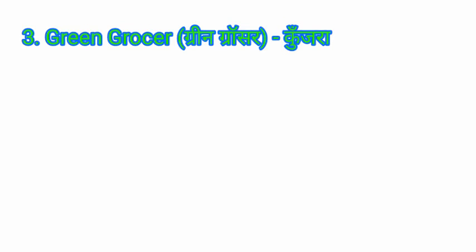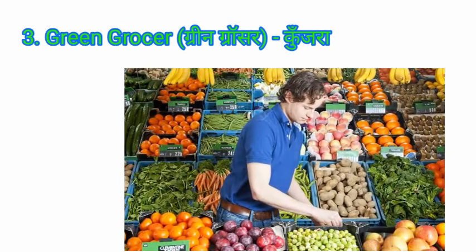Number 3. Greengrocer. Greengrocer means kunjra.